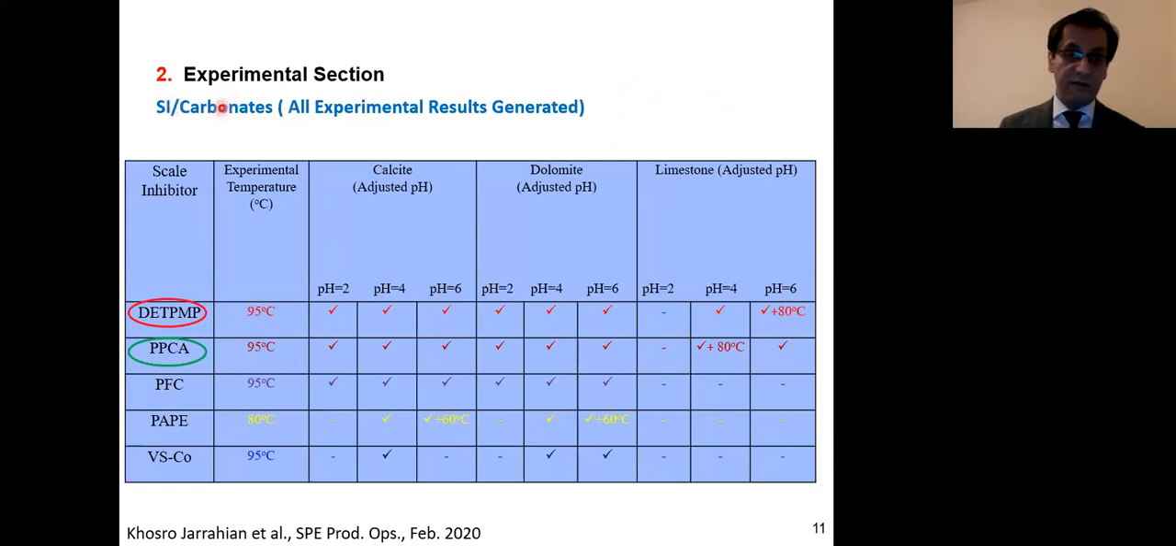So now I am going to present all the experimental results which I have generated during my PhD. As you can see, I have done a comprehensive study of scale inhibitor retention mechanisms on carbonates. And today I am going through just two important scale inhibitors, DETPMP and PPCA, which are widely used in the oil field.